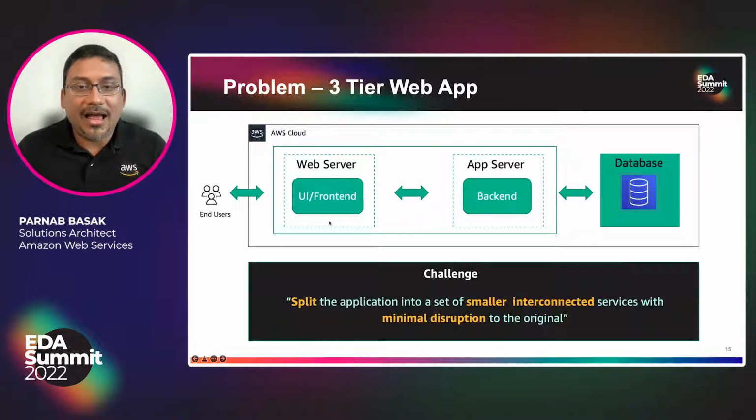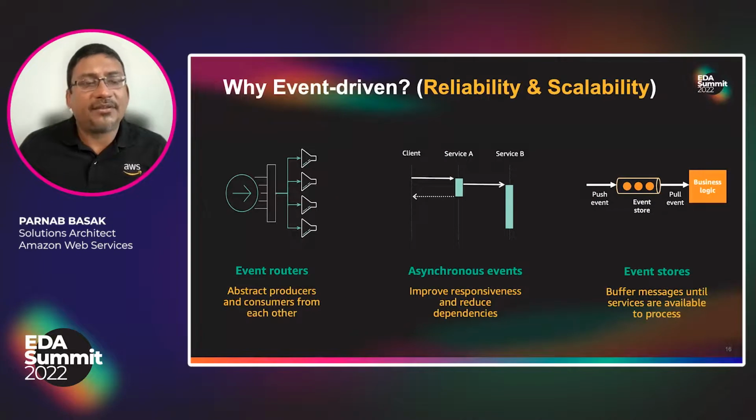The challenge that you have is, since this is a production-grade application, you have to split the application into a set of smaller interconnected services with minimal disruption using event-driven architectures. You may ask why event-driven, and my simple answer would be reliability and scalability. By abstracting producers and consumers from each other, you achieve true decoupling. You can increase responsiveness of your clients by using asynchronous events. And lastly, your services can scale and fail independently, making them interoperable.